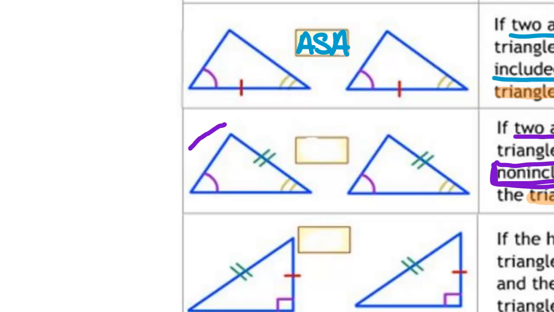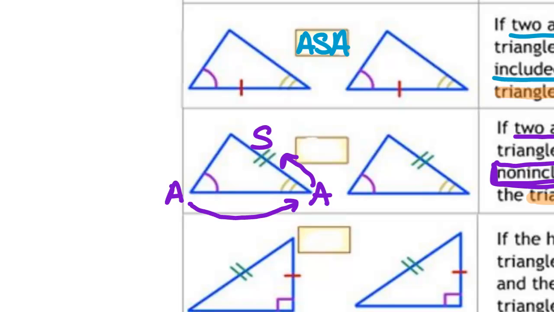So I would keep walking around my triangle. If I'm going counterclockwise, this is the first thing that I could say anything about because it's marked. Is this an angle or a side? Angle. And then I keep walking around my triangle. I skip this because there's no congruence marks on it, and I get over here to this. Is this an angle or a side? Angle. And then I walk around. The next thing that's marked as congruent is this, and that is a side. So we could call this AAS for angle, angle, side.